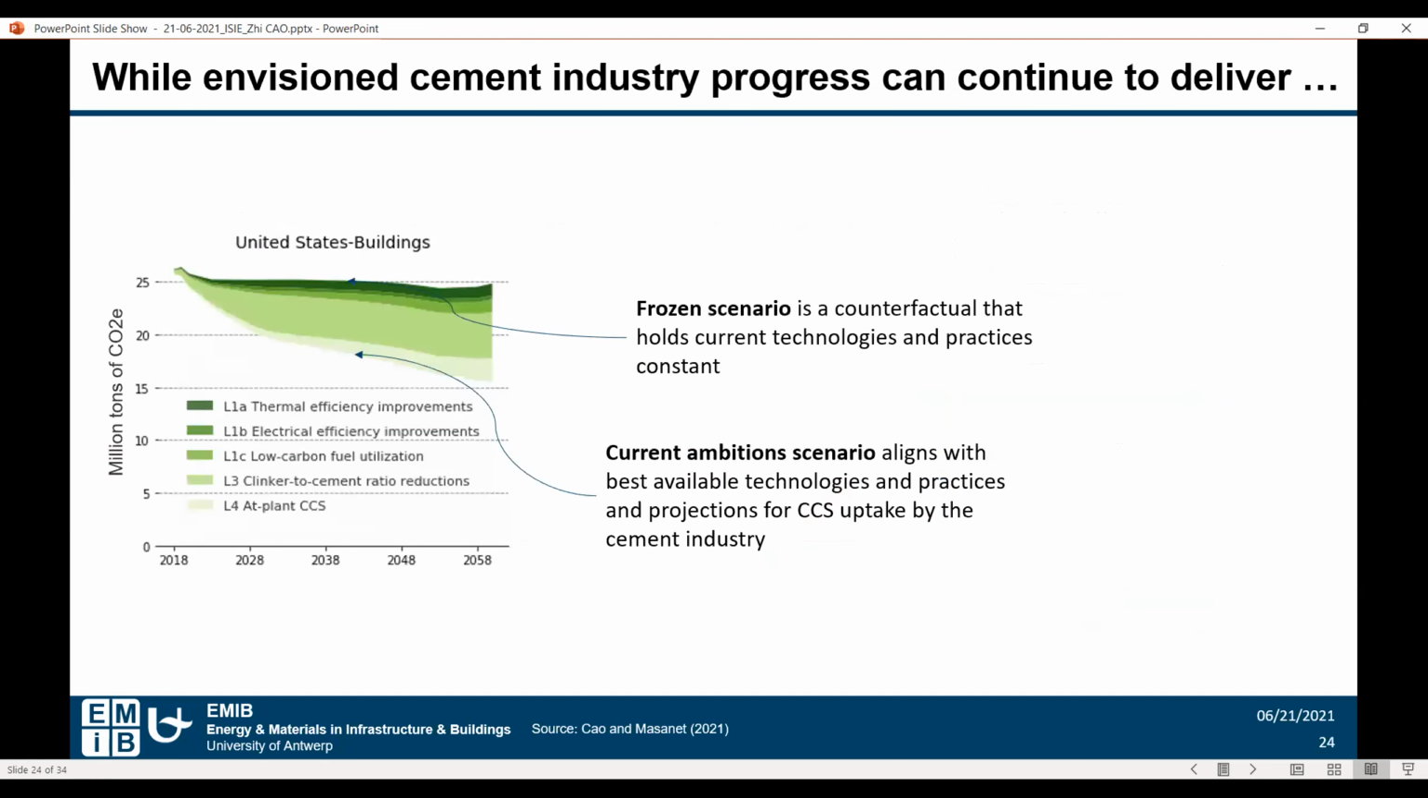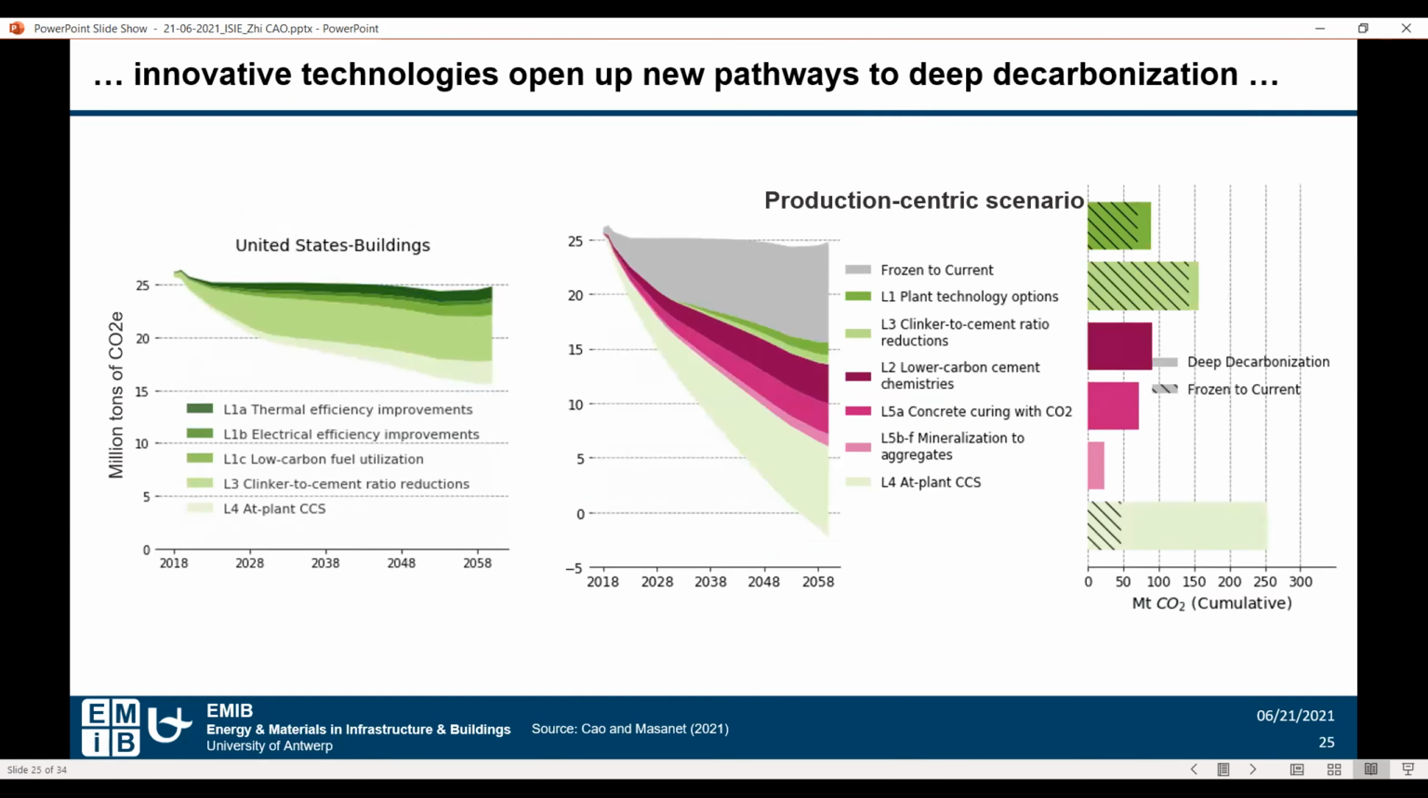And in order to present the contribution of each decarbonization lever, we employed a wedge approach to visualizing our scenario results. In the following slides, we will use the results of the frozen scenario as a benchmark. In addition, we use bar charts to visualize the cumulative contribution of each wedge from 2018 to 2060, so we will have a better sense of the contribution of each lever.